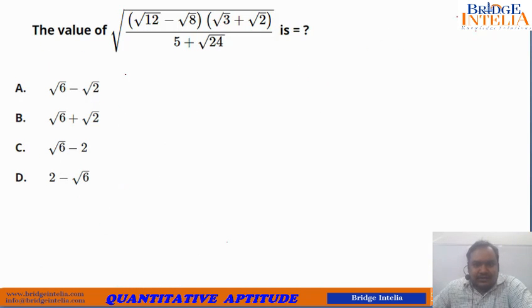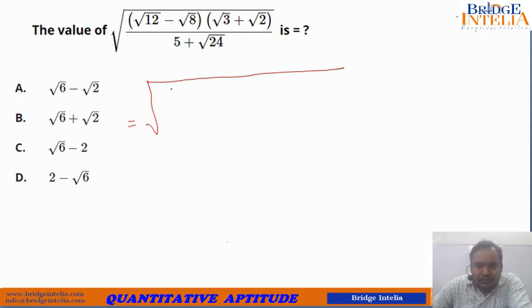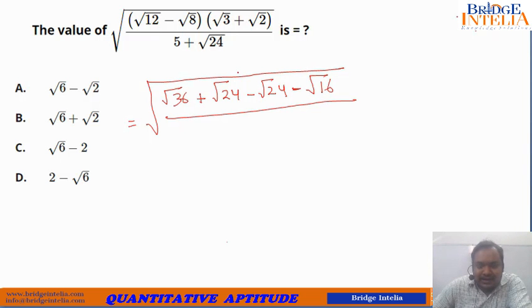Now this is very similar to what we just did. So let's resolve this. So this is actually equal to under root of root 12 into root 3, which is root 36, root 12 into root 2, which is root 24, minus root 8 into root 3, which is minus root 24, minus root 16, whole divided by, now comes the tricky part.